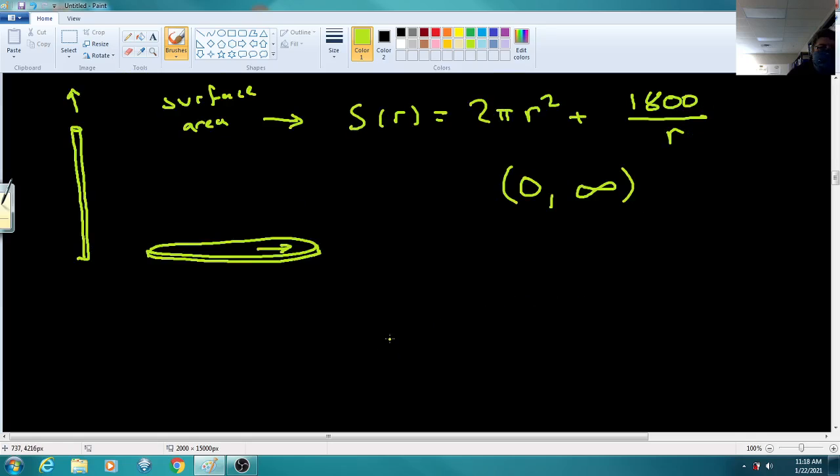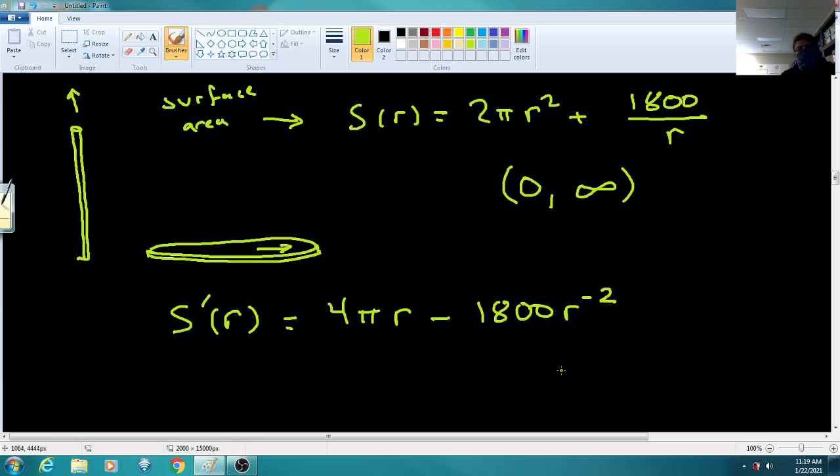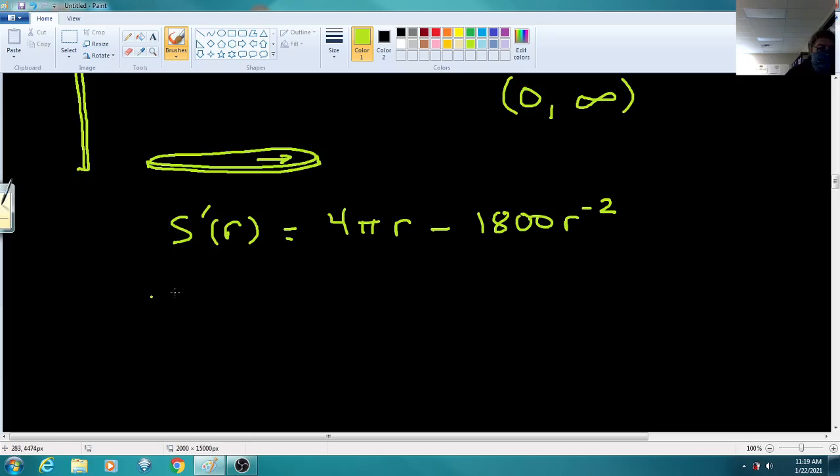Next, we need to figure out what the critical points are. So I'm going to look at the derivative of our function here. Let's see, the 2 comes down. 2 times 2 would be 4 times pi times r. This right here is r to the negative 1, so the negative comes down, and that would be r to the negative 2. So based on this, r equals 0 makes s prime undefined. So r equals 0 is a critical point.